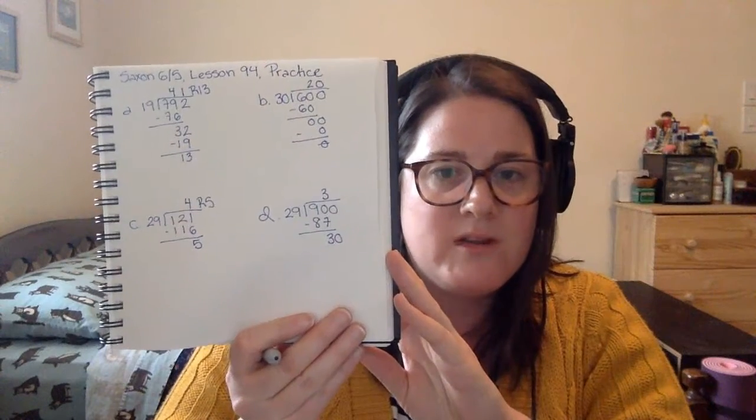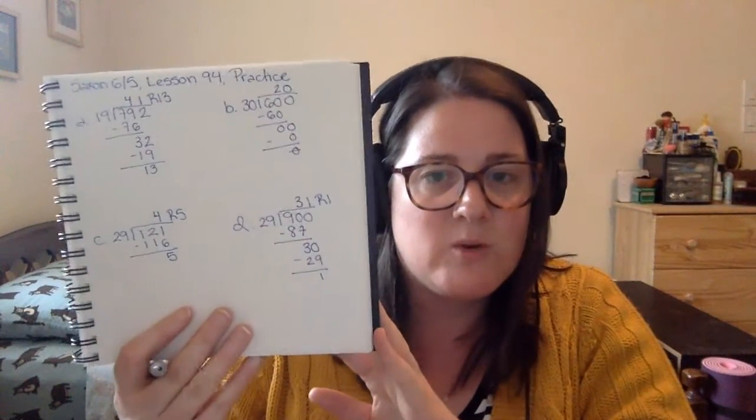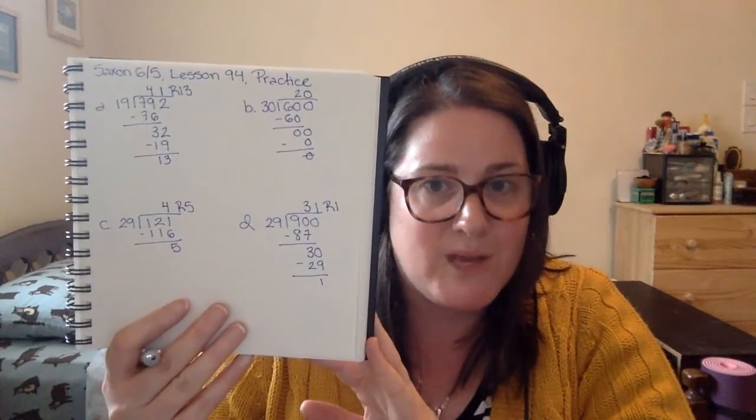I'm going to bring down my next digit, and now I have 30 divided by 29. 30 divided by 29 is going to be 1. 1 times 29 is 29. 30 minus 29 is 1. I have nothing more to bring down, so that is my remainder. And my quotient is 31, remainder 1.